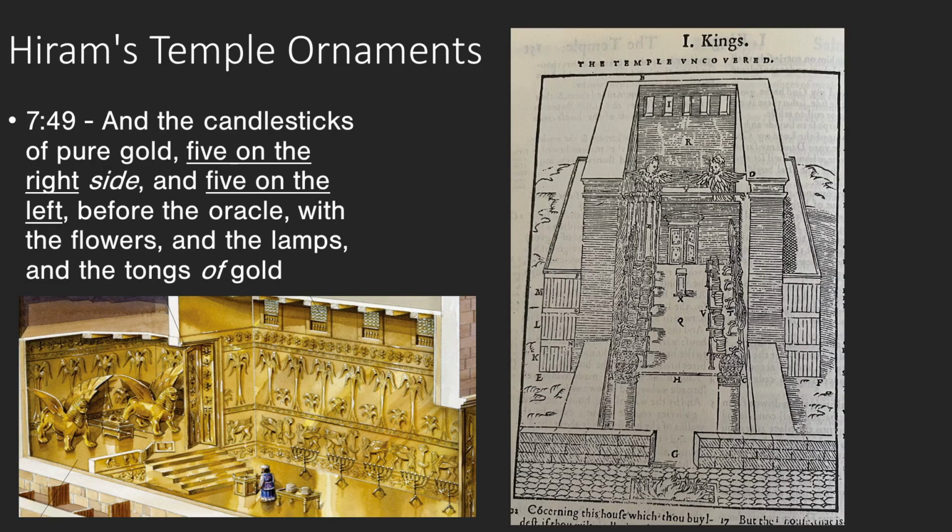And the candlesticks of pure gold, 5 on the right side and 5 on the left, before the oracle, with the flowers and the lamps and the tongs of gold. That molten sea was 10 cubits across, and there are 10 lamps on either side of the temple. This is the end of the measures of Solomon's temple, but the Book of Kings is not done measuring things.